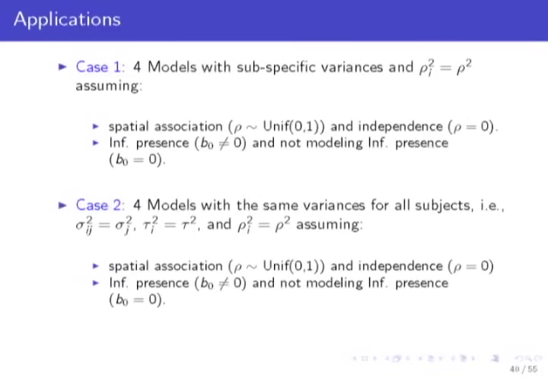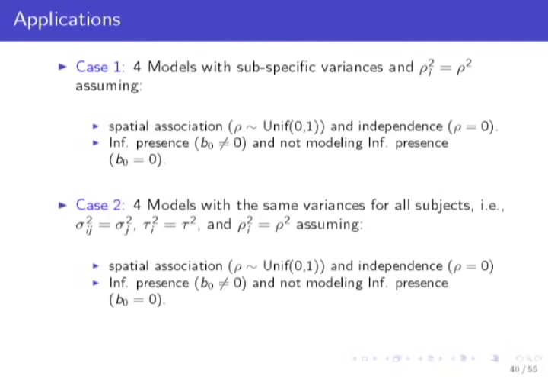So I assume spatial association to be coming from uniform 0, 1 and independence. That is, there is no rho, no spatial association. And then I have informative presence, and then not modeling informative presence. In case 2, I have 4 models with the same variance for all subjects. That is, you have sigma_ij squared as sigma_j squared.